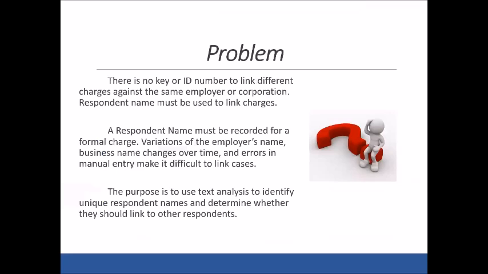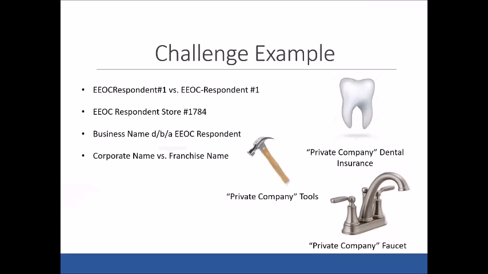So the problem is that when IMS was stood up, there's really not a way to link respondent names, that is employers, in the data set. All we have is a respondent name. And over time, there are name changes to businesses, variations, and different data entry. Mind you, EEOC has 53 field offices across the U.S., so anyone can go to any of these field offices and file a complaint of discrimination, and it can be entered differently. So the purpose of this analysis is to identify unique respondent names and determine whether they should link to other respondents.